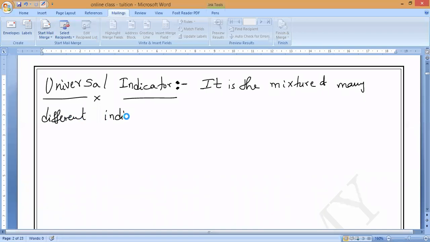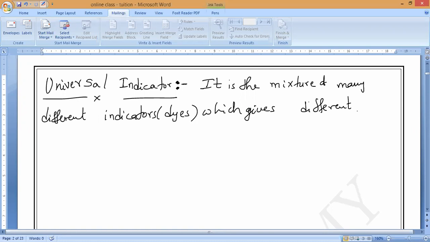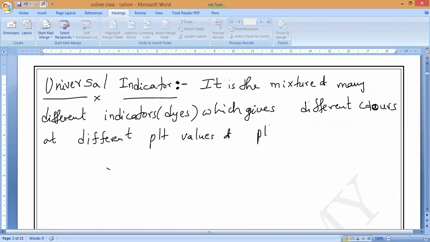Many different indicators means, in terms of indicators, we can also call them dyes. Dyes, which give different colors at different pH values. Is it yes or no? Yes, sir. That is what you have to remember: different colors at different pH values of the pH scale.